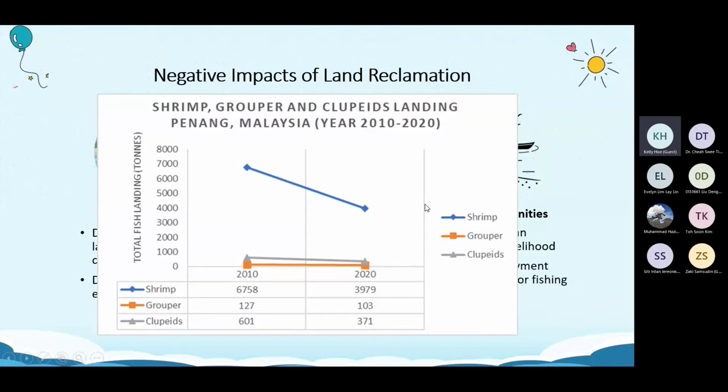So as you can see, the graph shown above is data from the Department of Fisheries Malaysia on shrimp, groupers, and clupeids landings in Penang, Malaysia. Over the 10 years from 2010 to 2020, the landings declined, especially for shrimp. So land reclamation may cause those fishery products to decline, especially shrimp, groupers, and clupeids as well.